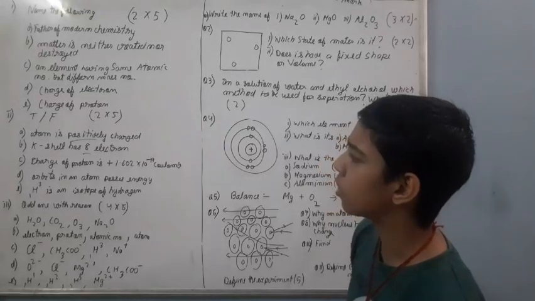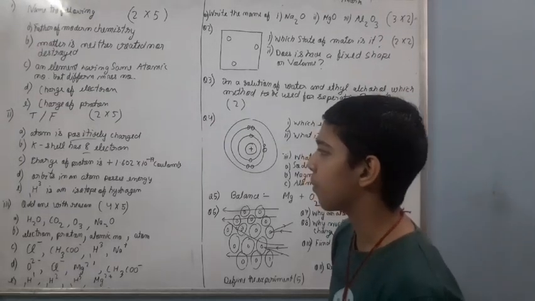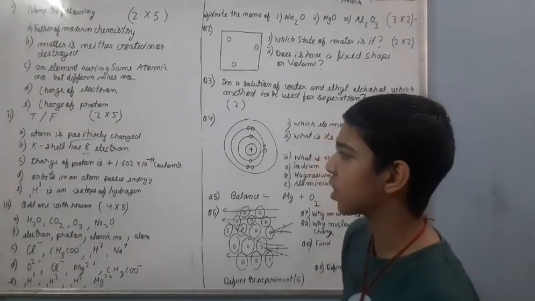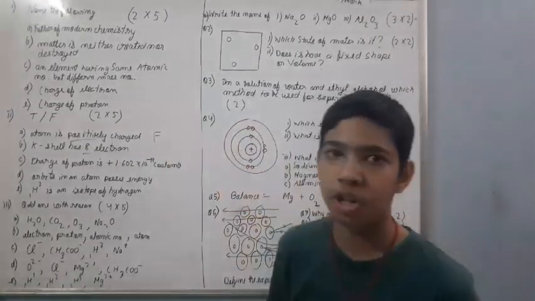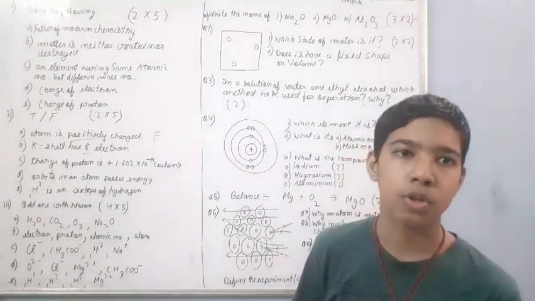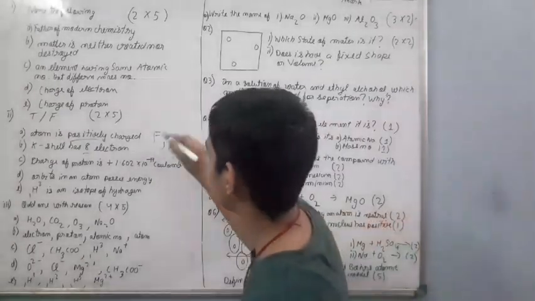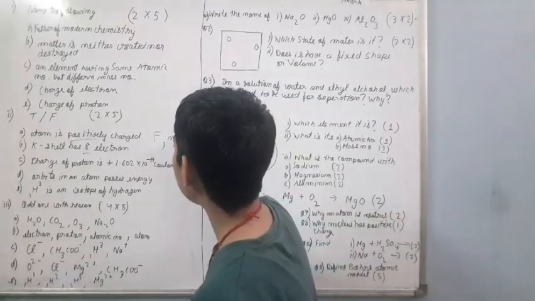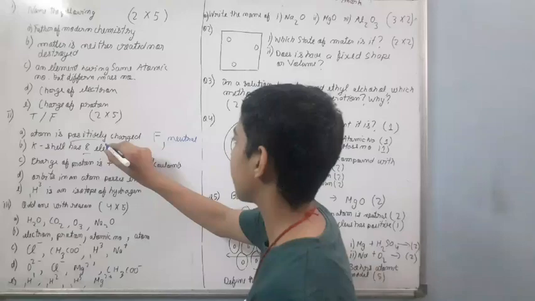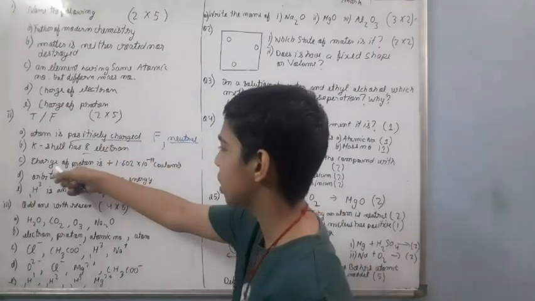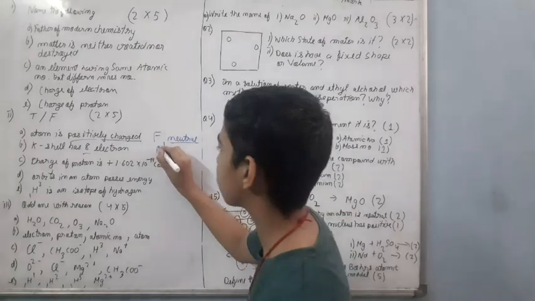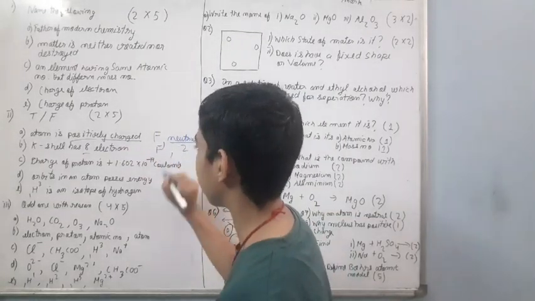Then we have true or false, and correct the false statement also. Atom is positively charged. Obviously it is false because in an atom the electrons and protons are equal in number, which makes an atom neutral. So we will replace positively charged with neutral. K shell has 8 electrons. That is false. K shell has 2 electrons.